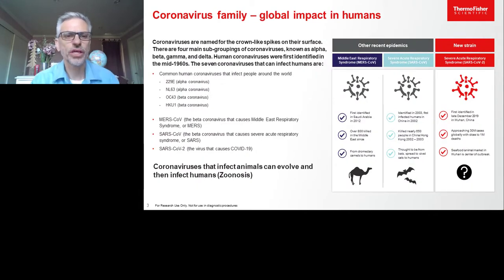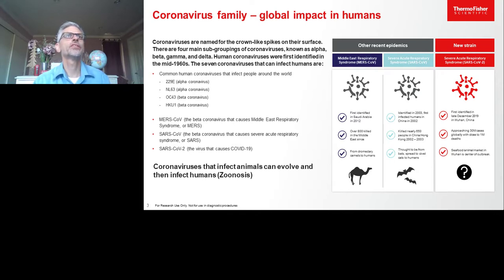So first, a brief introduction to coronaviruses and the impact that they have had on human health. I think, as everybody knows at this point in time, the coronaviruses are named for the crown-like spikes on their surface. And there are 4 main subgroups or genera of coronaviruses. These are alpha, beta, gamma, and delta. Human coronaviruses were first identified in the mid-1960s. And there are 7 coronaviruses that can infect humans.